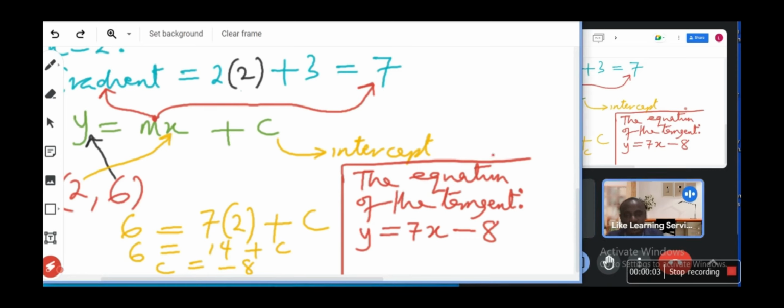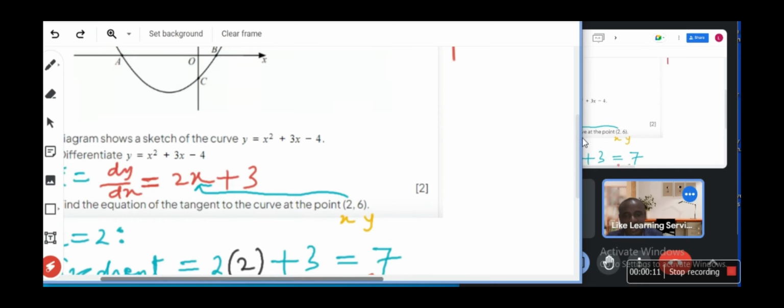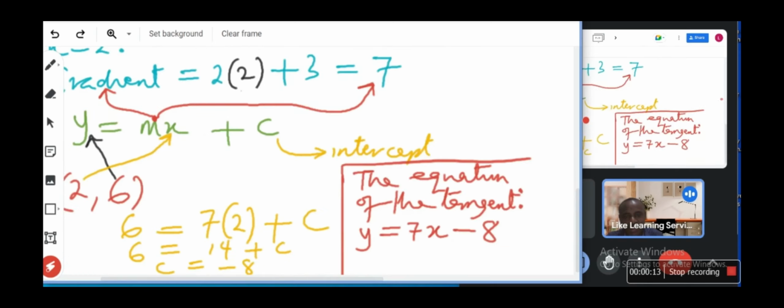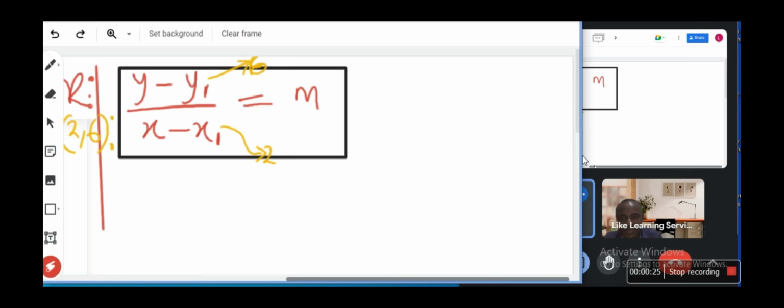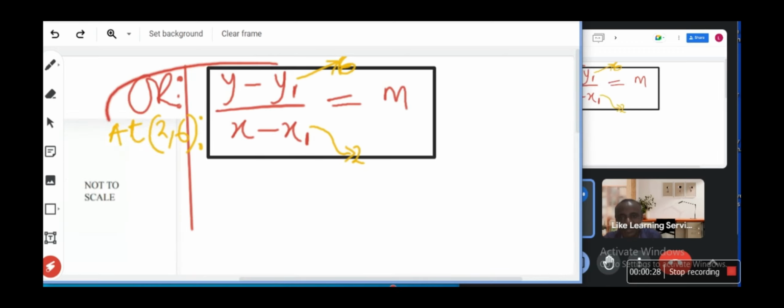Okay, you said you still remember how I did this one to get the equation of the tangent. But I think there's an easier equation you can use. Instead of having to first find c and then substitute to get the main equation of the tangent, the simplest equation is this. Read out the equation.